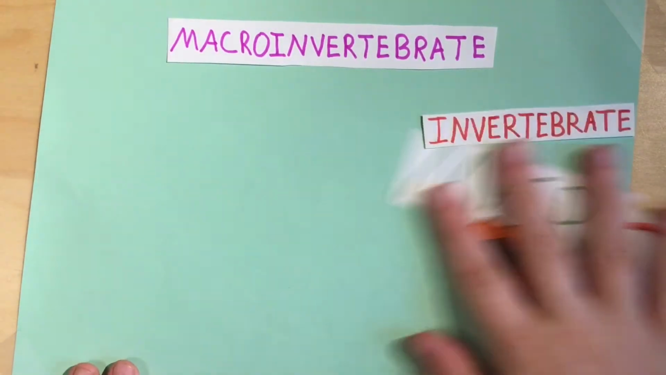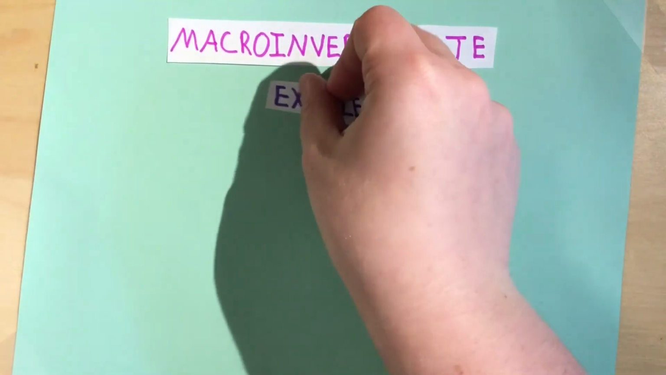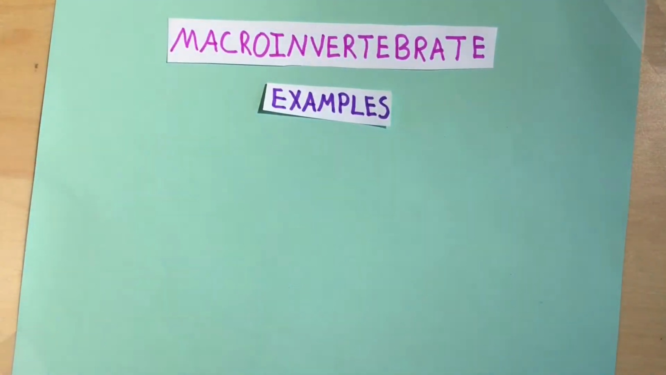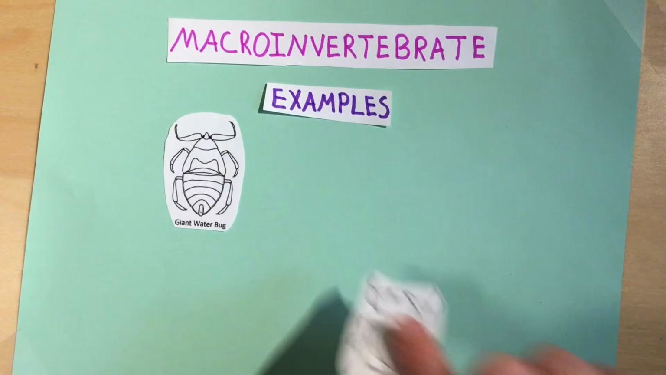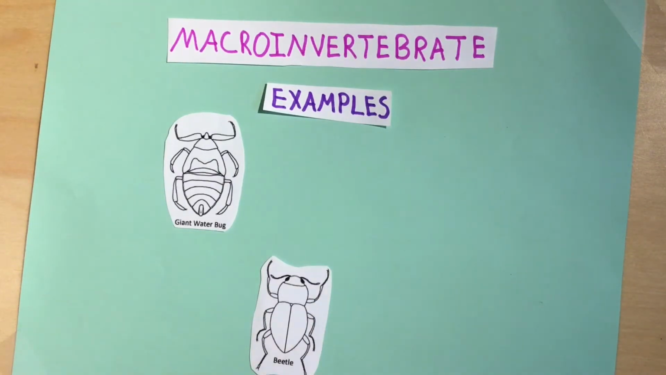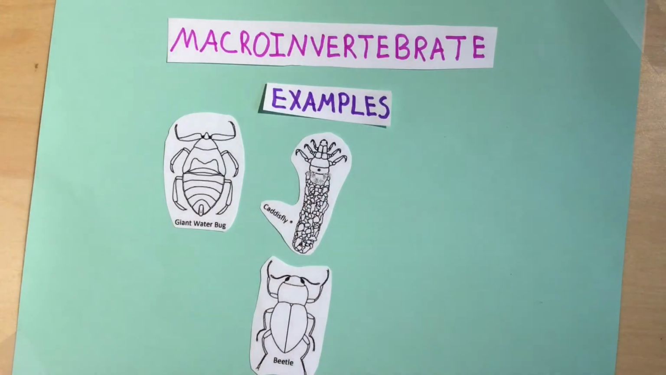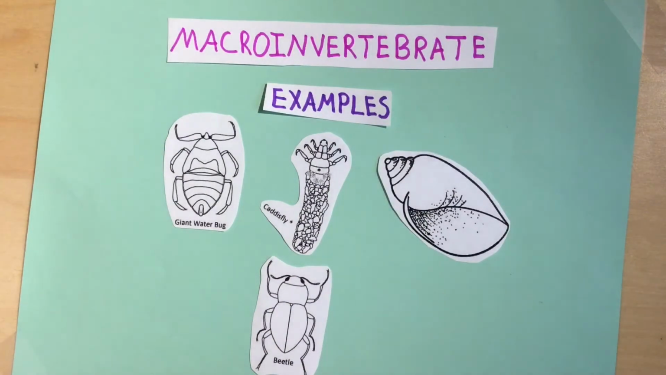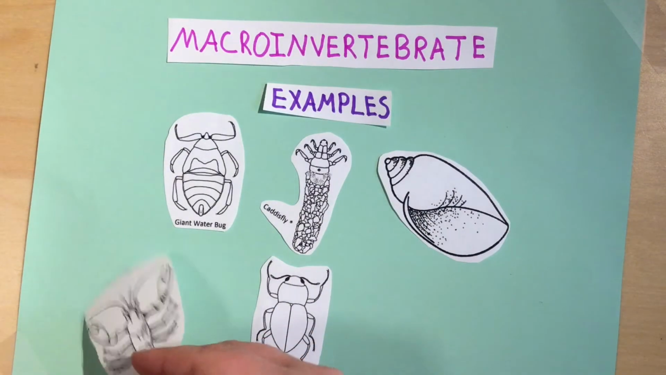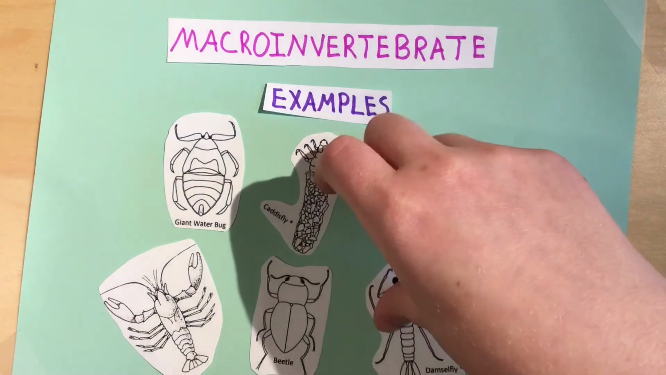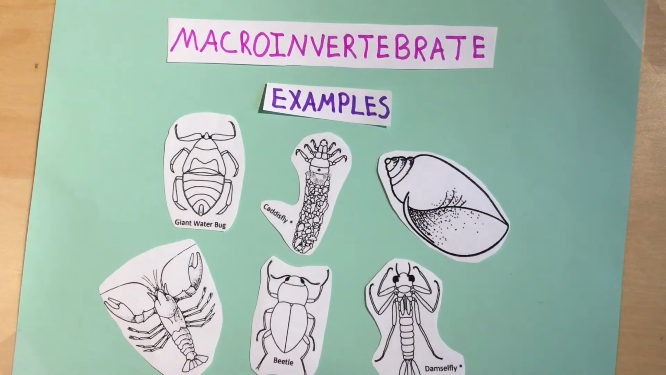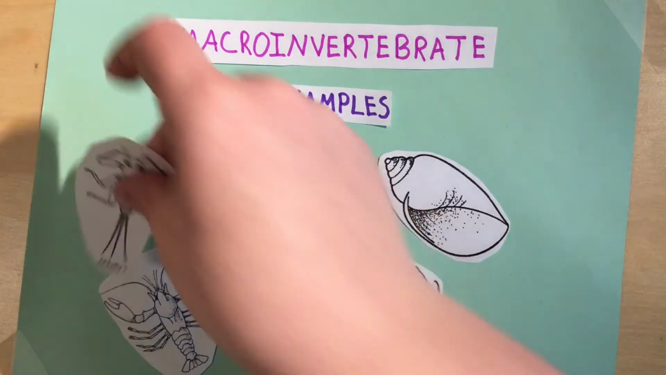So some good examples of a few macroinvertebrates that I like to find out in the water specifically. There's water bugs. Some beetles are an example. Caddisflies. Snails are an example of macroinvertebrate because they have no spine. Crawdads or crayfish or crawfish are an example of macroinvertebrates. We also have a damselfly, which we're going to talk about more later. We have mayflies.